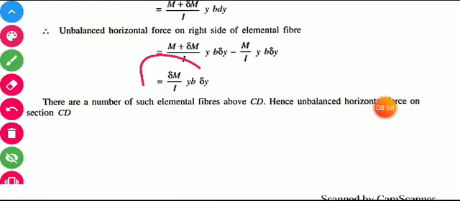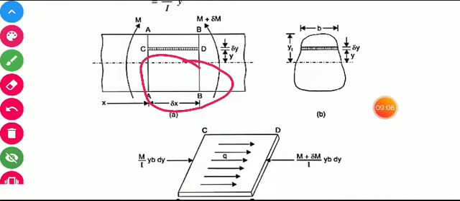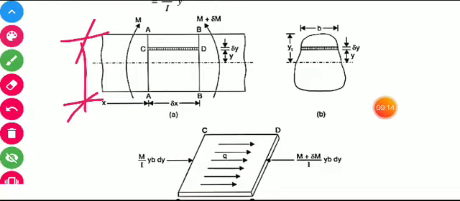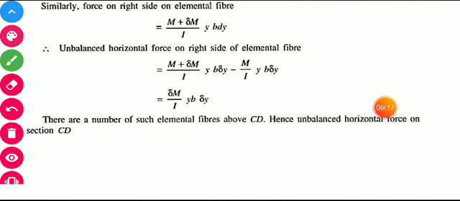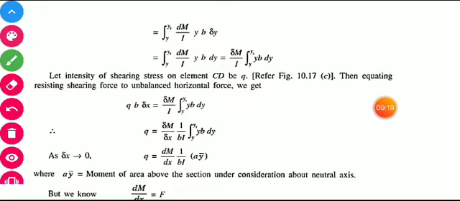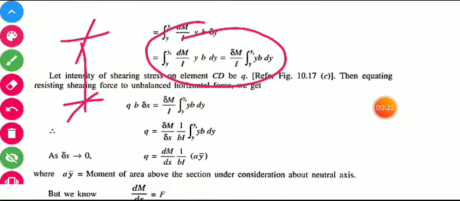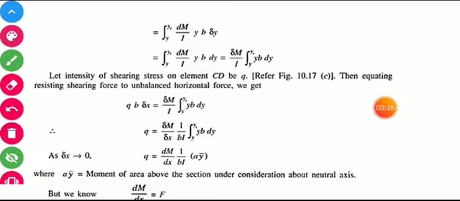So here you see, we just know the net horizontal force for a particular elementary layer CD. When we want to know the net horizontal force throughout this cross section, we just integrate this horizontal force. Okay, so this part is the integration we missed. This is the integration part. In this integration part we just integrate this force element.